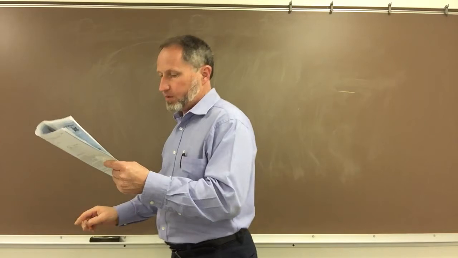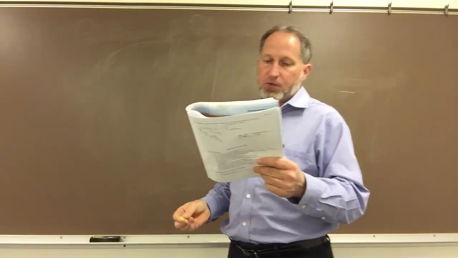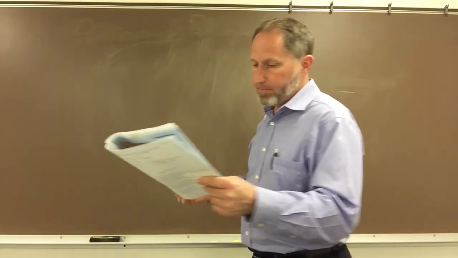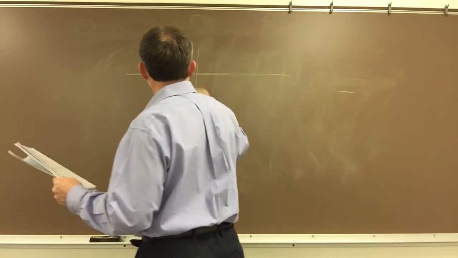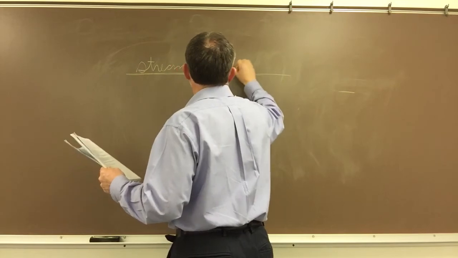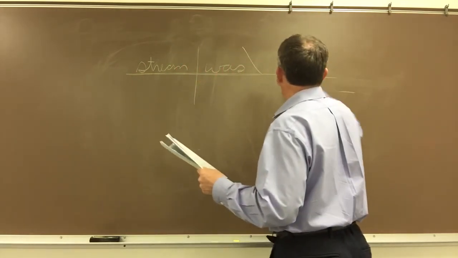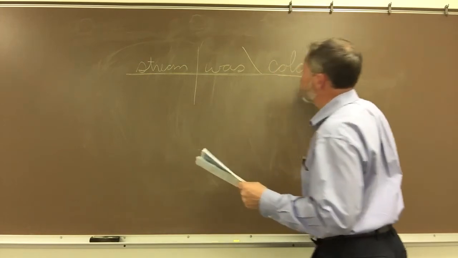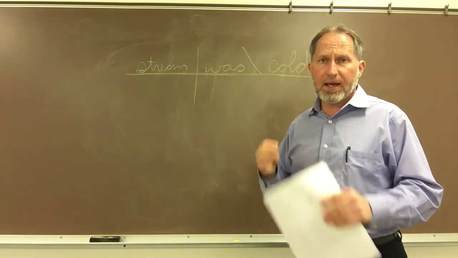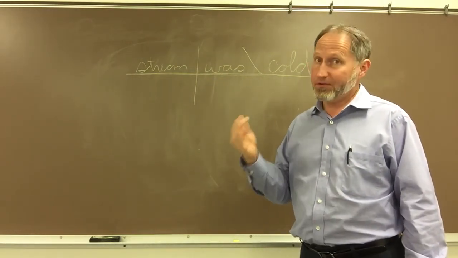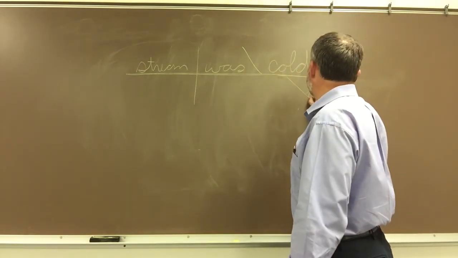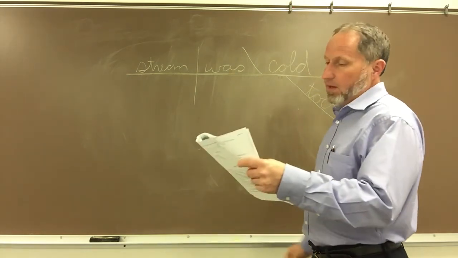Okay, 43 was an interesting one. The deep mountain stream was too cold for swimming. Now, you see, of course, that you have stream, was, cold. And so you have the word "too," and "too" is an adverb of extent. So it's cold, but to what extent? So you have "too."